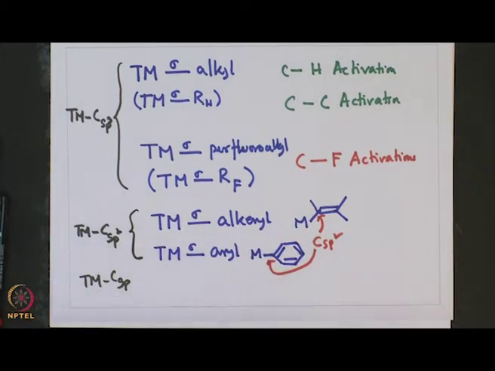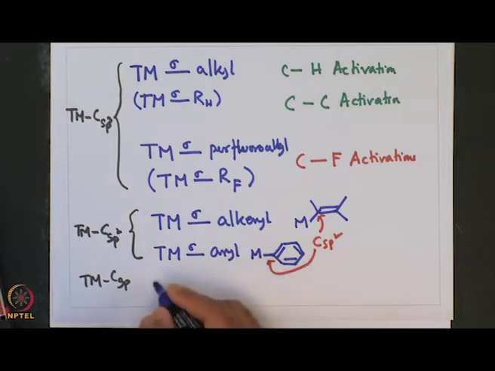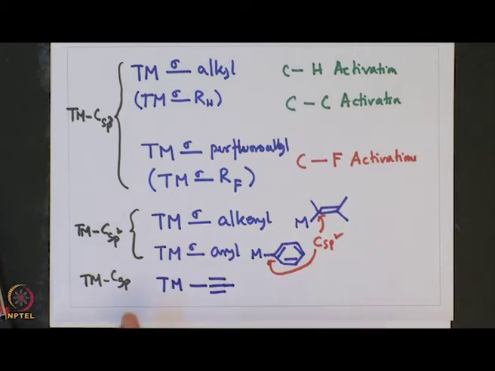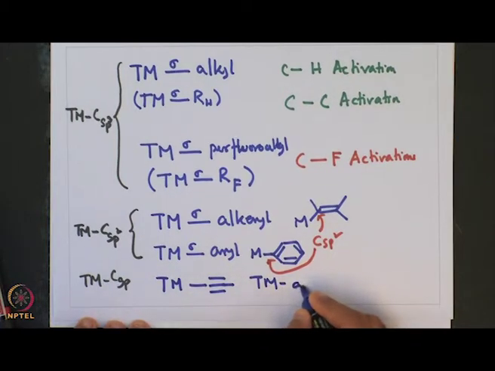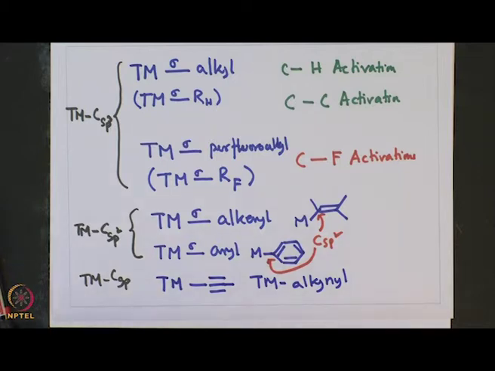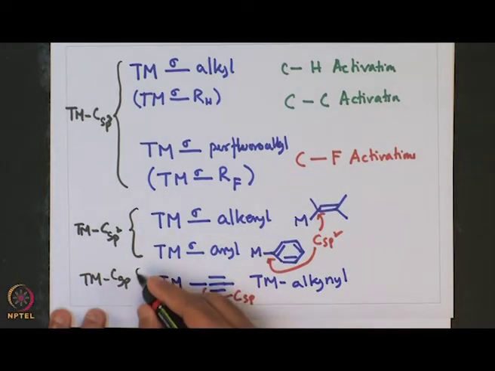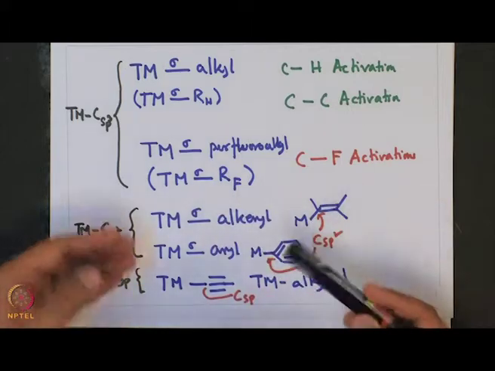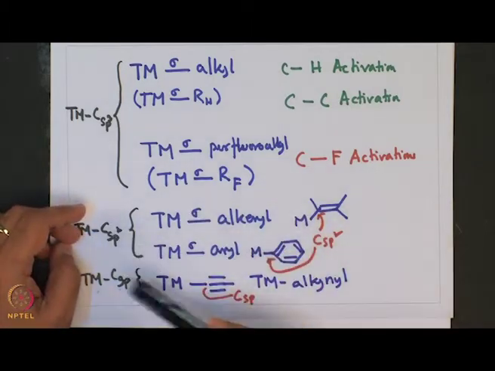And as for the transition metal sp type, we are going to talk about transition metal alkynyl complexes, and these are called alkynyl complexes, where this carbon is Csp. So, over the last few lectures we have covered up to this part, and now we are going to look into these two kinds of systems.